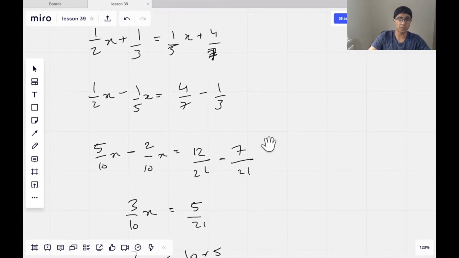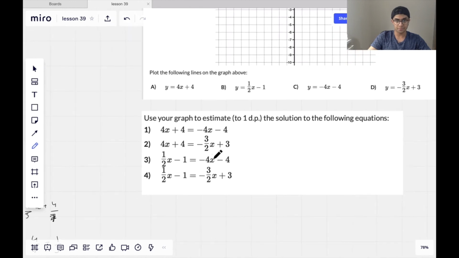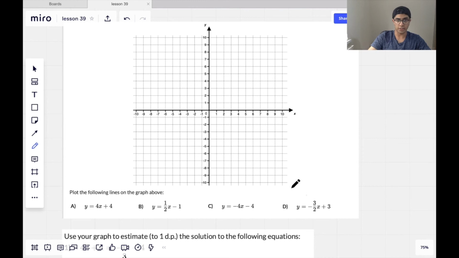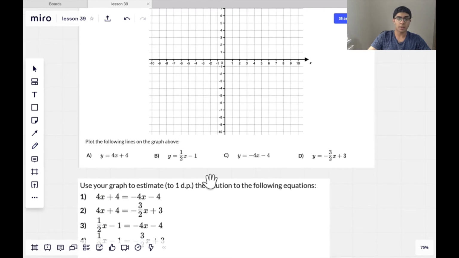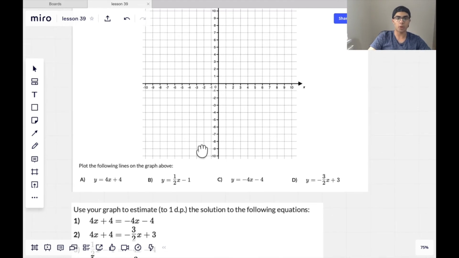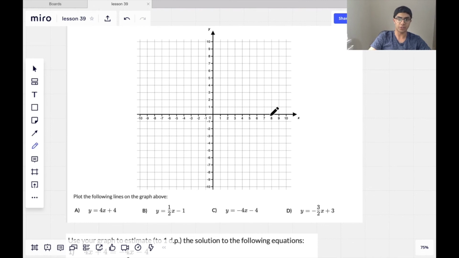Now we're going to talk about solving things graphically. So this question is asking us to plot these lines, and then using the graphs to estimate the solutions to 1 decimal point. I'm going to skip the plotting part because we've covered that in previous videos. I don't really want you guys to just watch me plotting lines, but remember, plotting just 2 points and then drawing a straight line.